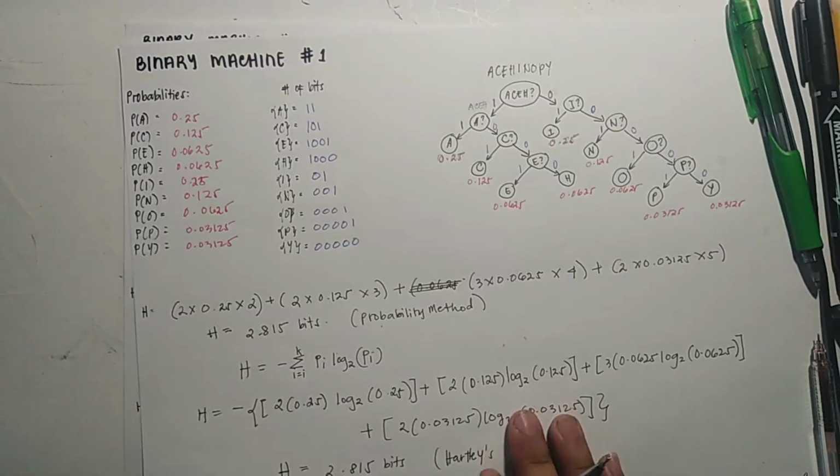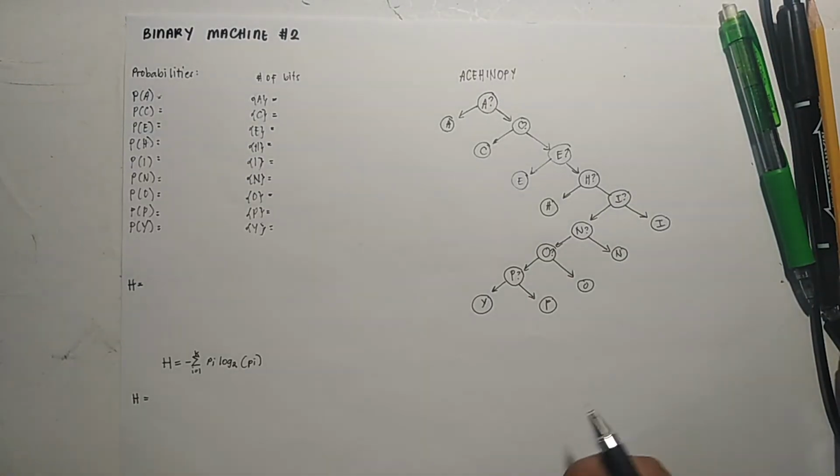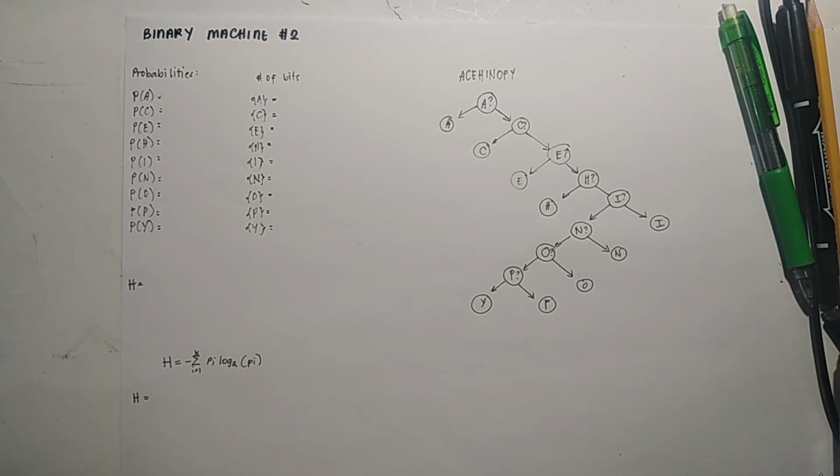So we will proceed to binary machine 2, using the same method that we did for binary machine 1.